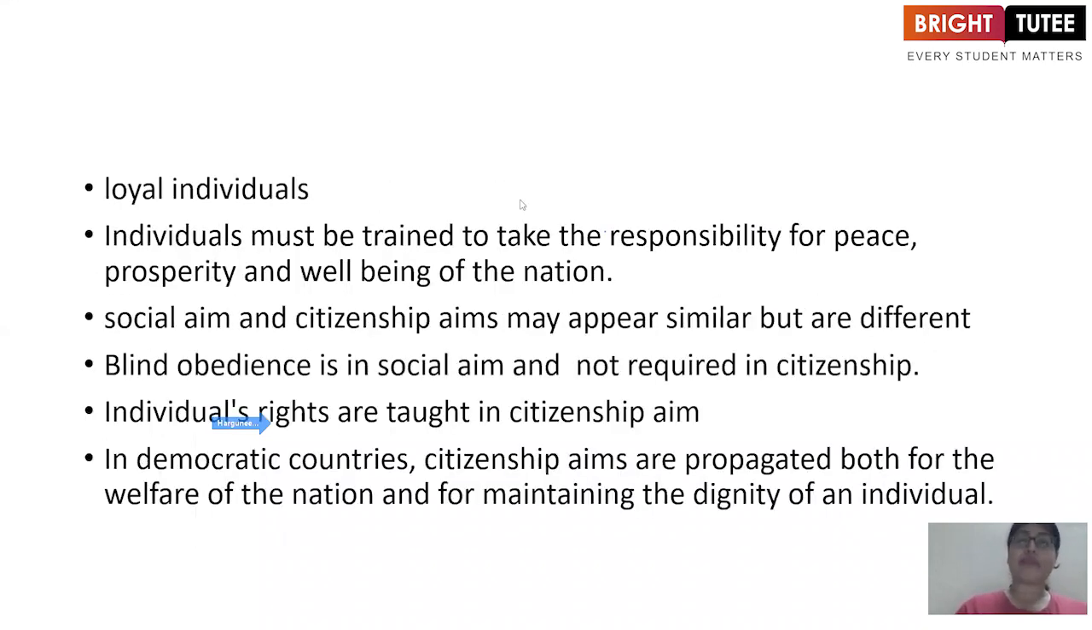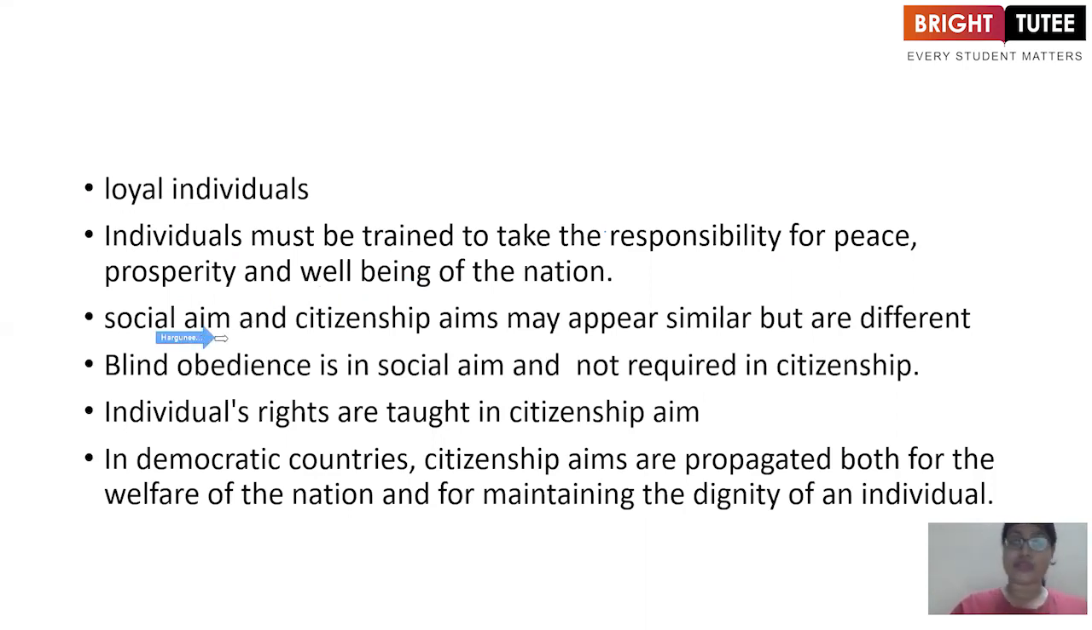You also tend to become loyal individuals because you understand what sacrifices have been made by your ancestors, your forefathers. You read about history, right? You read about geography, etc. So you tend to become loyal individuals. And it's important that individuals are trained to take the responsibility for peace of the nation. It's important that they understand the prosperity and the well-being of the nation, how important it is. It's important that the well-being of the nation is maintained.